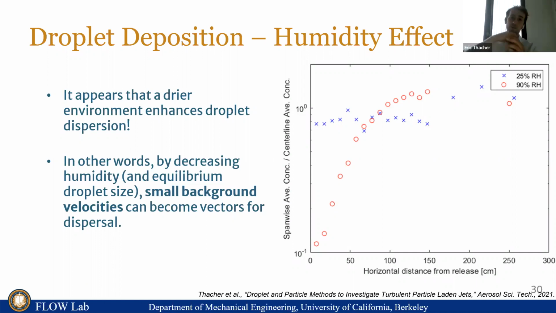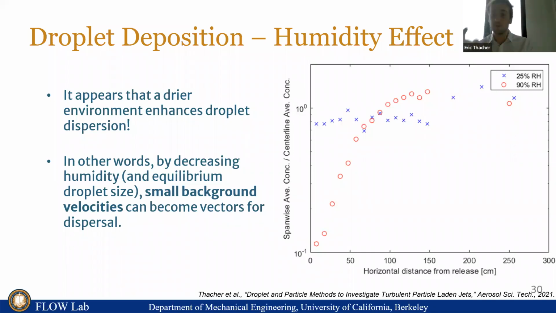Essentially, once you shrink those droplets down to a sufficiently small size, they will stay in the air long enough that they will get dispersed around the room just by the small background velocities present, which is important to account for if you're trying to study these really small aerosols.